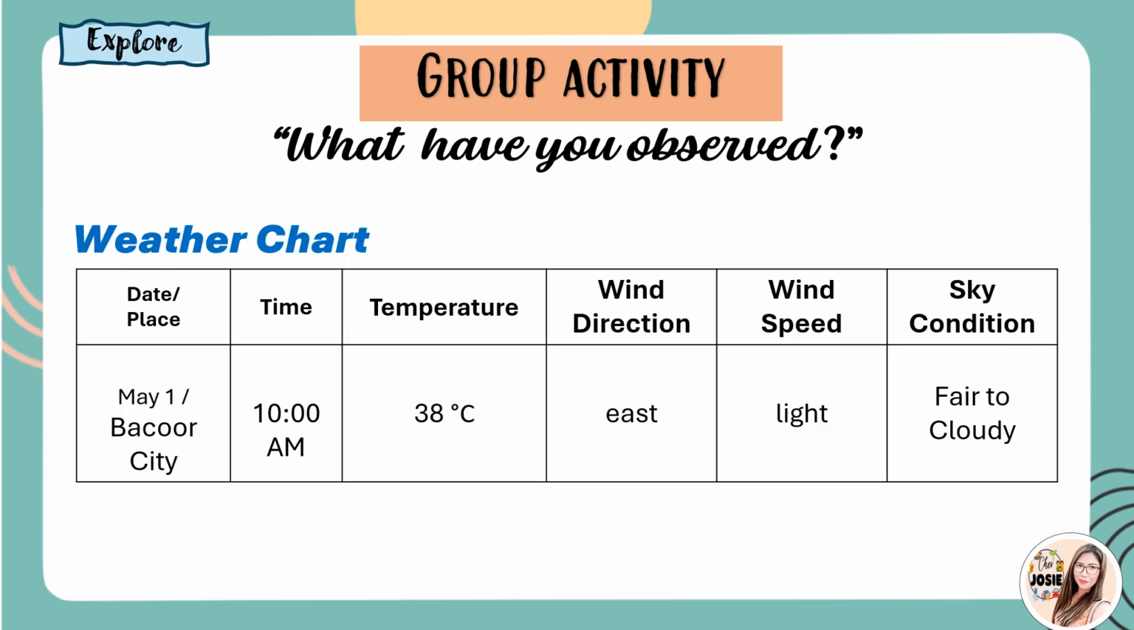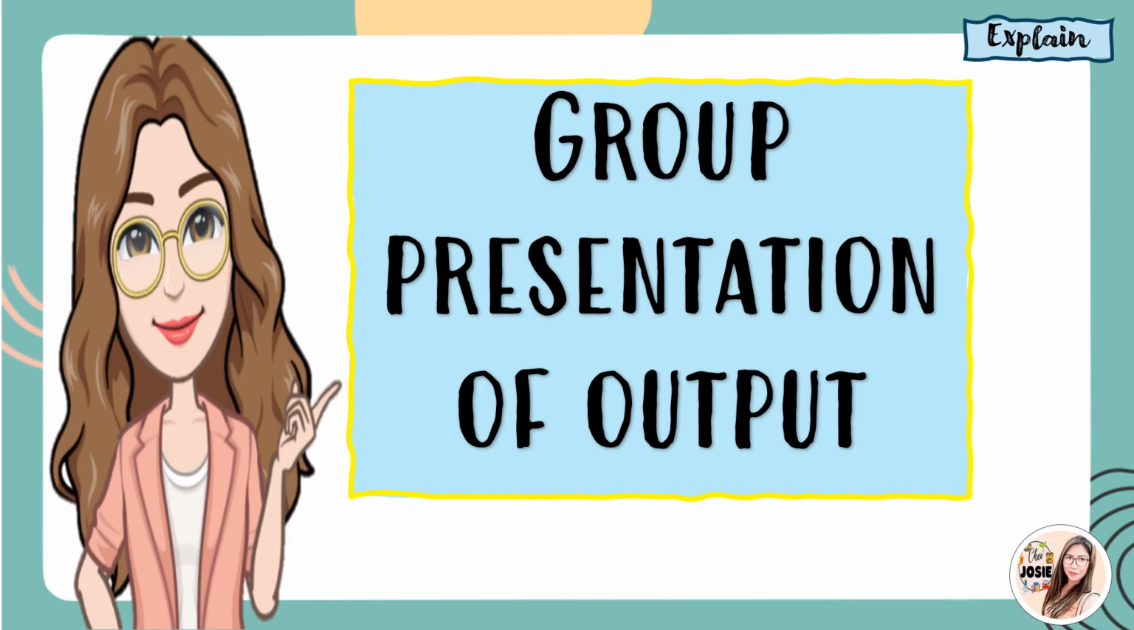Here is the example. So first, date and place. May 1, and then Bacoor City. Time, 10 o'clock in the morning. Temperature is 38 degrees Celsius. The wind direction is east. Wind speed, light. And the sky condition is fair to cloudy. And now, it's time for you to present your output.